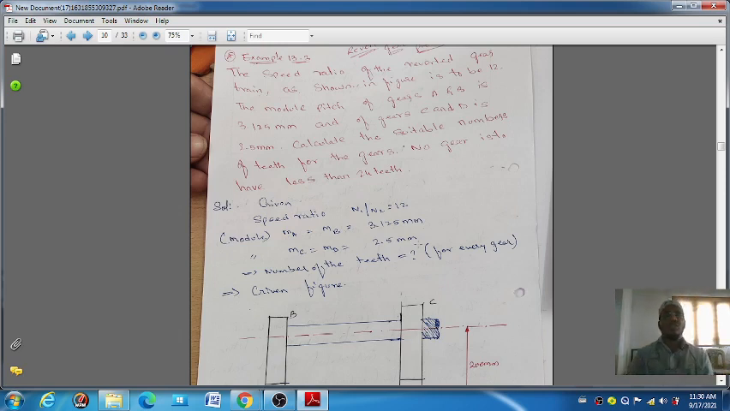What the question is saying: the speed ratio of the reverted gear train is given. In terms of N1 by N2, it is 12. Next, the module is also given. Module MA and MB is equal to how much? 3.125 mm is given. And MC and MD is also given, 2.5 mm. The question is asking us to find the number of teeth on every gear, but not less than 24. That condition is also given here.